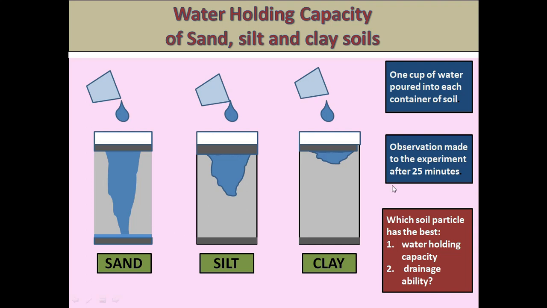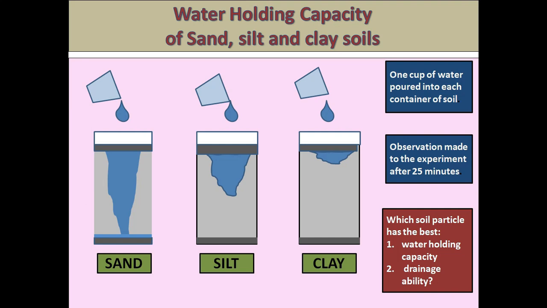Now, this experiment was observed after 25 minutes. So you pour the water on the soil and make your observation after 25 minutes to see the water holding capacity. Let's read some more. Which soil particle has the best: one, water holding capacity, and two, drainage ability? We're going to answer those based on this diagram. What you need to know is that the water holding capacity is the opposite of the drainage ability. The blue color here represents the water. Let us make our observation.